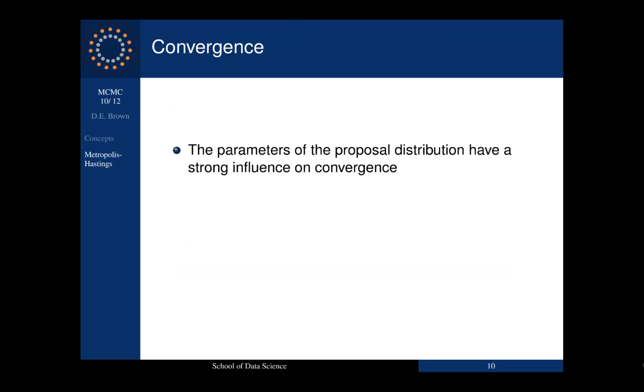Okay, convergence. Convergence means that we've actually converged on this underlying invariant distribution, and that's what we're looking for, the underlying invariant distribution of the Markov chain, which will then be equivalent to our target distribution, P of x. So the parameters that are in the proposal distribution really have a strong influence on how fast we converge, and we can see that with a little example that we'll look at.